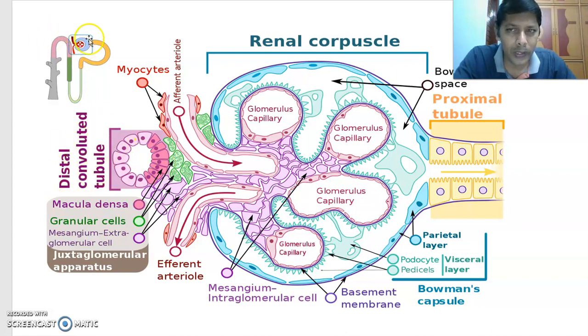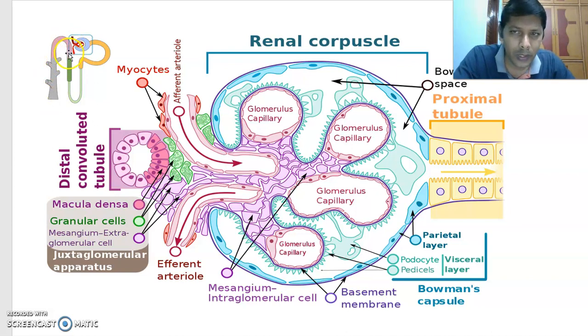If you look at this diagram, this is the Bowman's capsule. This yellow part is the PCT, and this white part is Henle's loop, the thin segment. This green part is the thick segment, and this pink part is the DCT, up to here. Then comes the initial collecting duct, then the straight collecting duct.